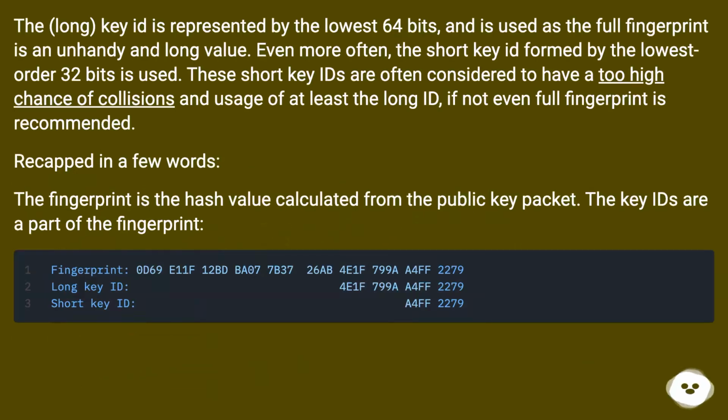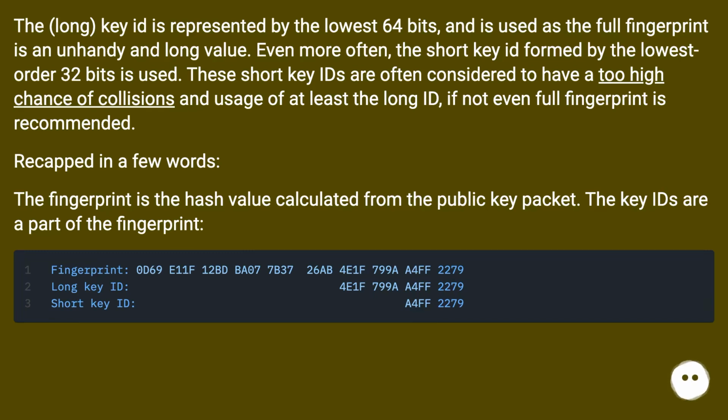The long key ID is represented by the lowest 64 bits, and is used as the full fingerprint is an unhandy and long value. Even more often, the short key ID, formed by the lowest-order 32 bits, is used. These short key IDs are often considered to have too high a chance of collisions, and usage of at least the long ID, if not even the full fingerprint, is recommended.